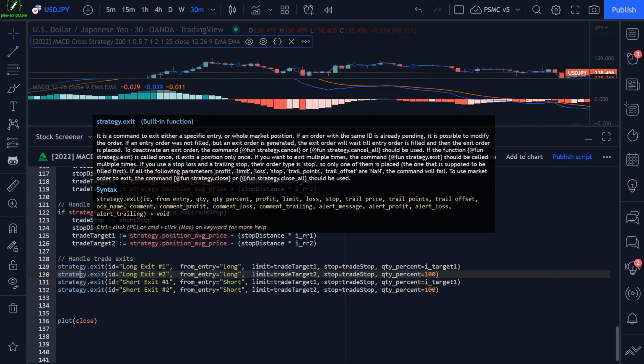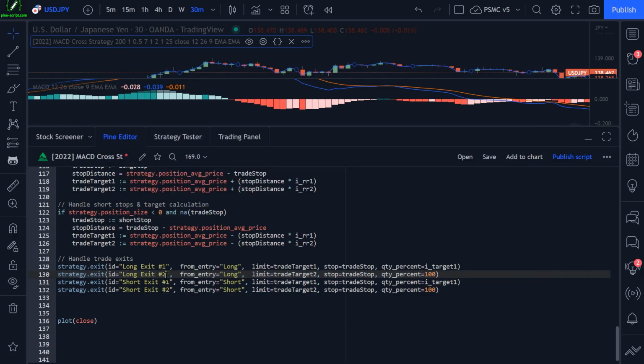However, this second line of code, this second strategy.exit call, long exit number 2, is exiting the same trade ID, same stop loss price, but the difference here is we set our take profit to our second target and our quantity percent is set to 100%. So this first exit, if our first target is hit, we'll exit 25% of our position. This second exit, if our take profit is hit, we'll exit 100% of our remaining position. So hopefully that makes sense. It's a little bit confusing, but just rewatch this video a couple of times if it doesn't click, and this will eventually make sense to you, especially if you play around with this code.